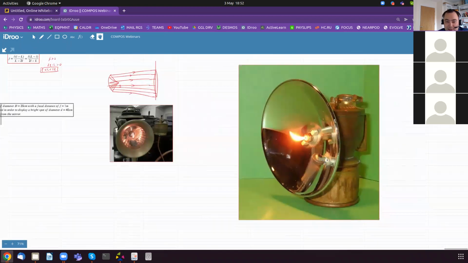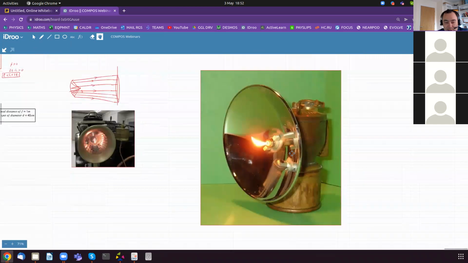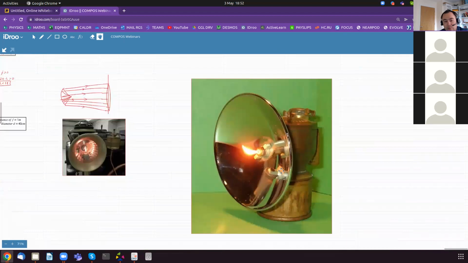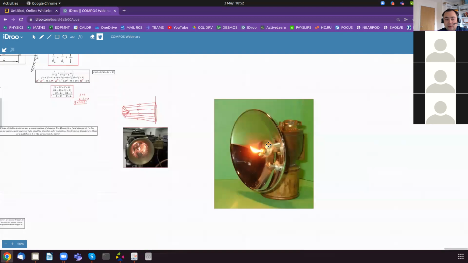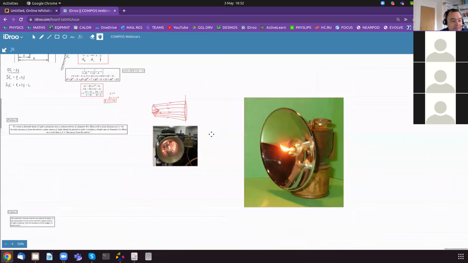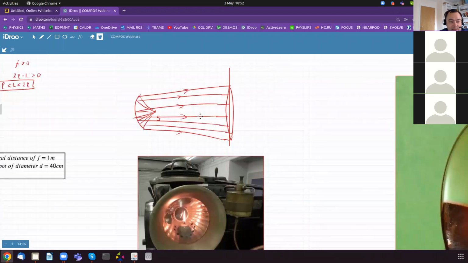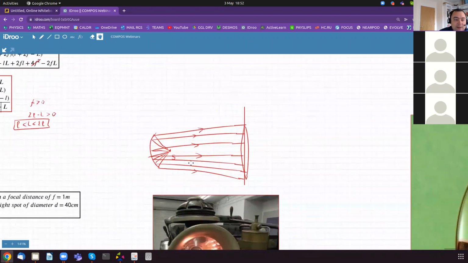Right. This is another example. I think this is an oil burner. Yeah, it is an oil burner. So this is another model of headlamps. It used oil instead of candles, which is kind of an advantage, more long lasting. Right. So this is the first way of doing it. The second way is like this.